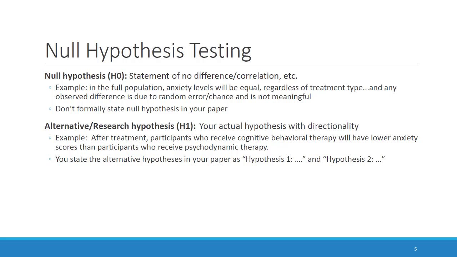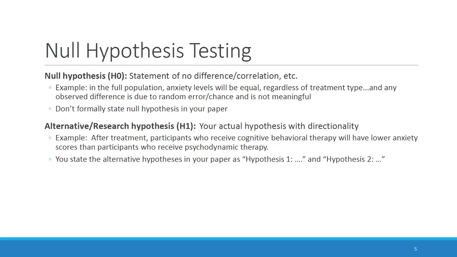The hypothesis that you do state in your paper is called the alternative hypothesis, or sometimes called the research hypothesis, or H1. This is your actual hypothesis for your study with directionality. So remember how you learned how to create a hypothesis and that your hypothesis has to be directional, has to say exactly what you think will happen with your variables or with your data or with your groups.